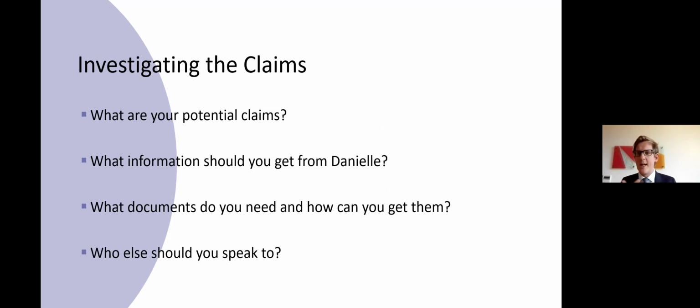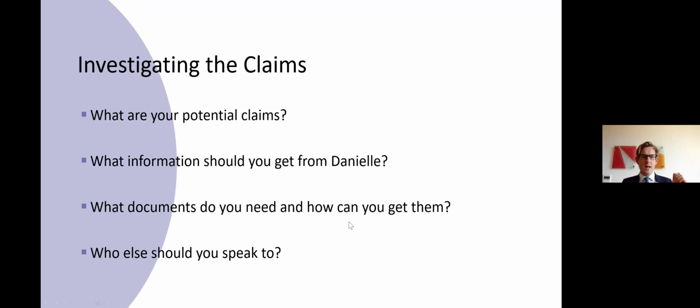What are your potential claims? Well, we've looked at those. What information can you get from Danielle? Well, we need to know about previous wills, potentially a mutual will. We need to know about the charities that would have been benefited under the previous will. We need to know about the business, how falsifiable is this potential allegation about her and the company, and what evidence is there that her mother believed it at any point other than in the last year of her lifetime.